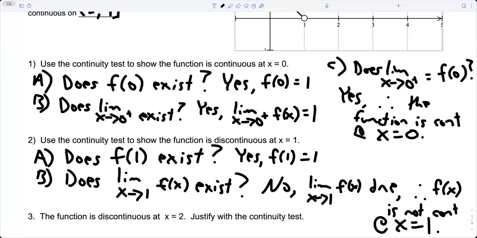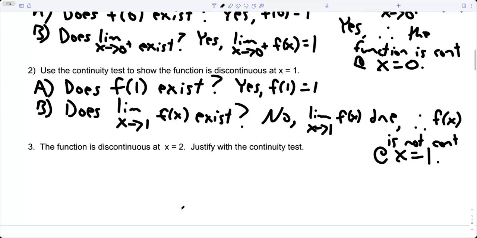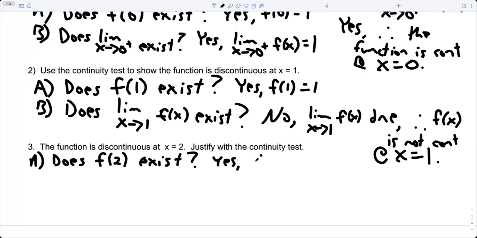Attendance, please. So let me do one more here. It says the function is discontinuous at x is equal to 2. Justify with the continuity test. So part A. Does f of 2 exist? And the answer to that is yes. f of 2 equals 2.